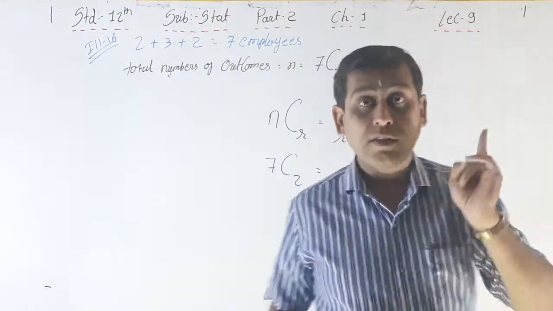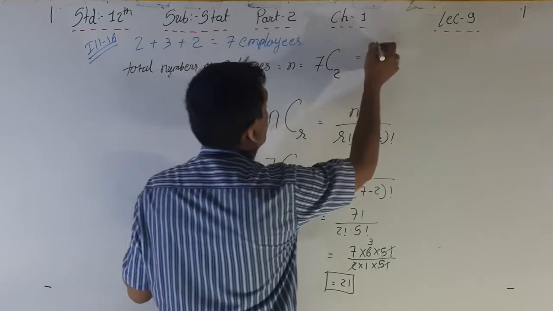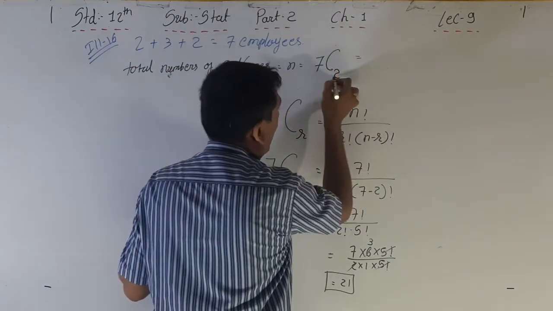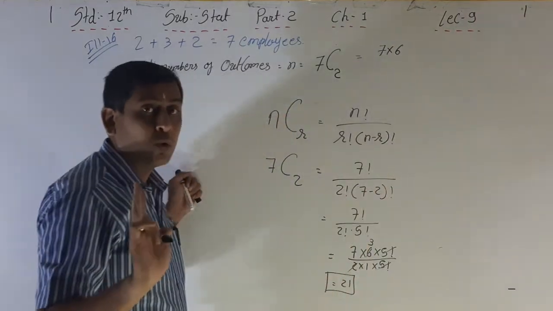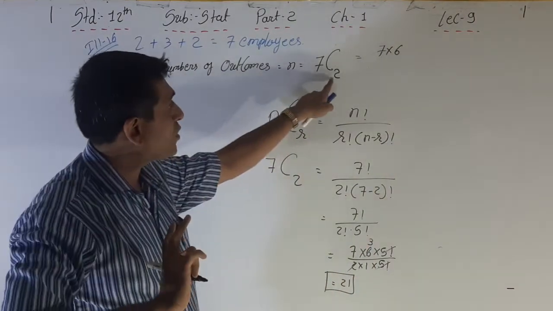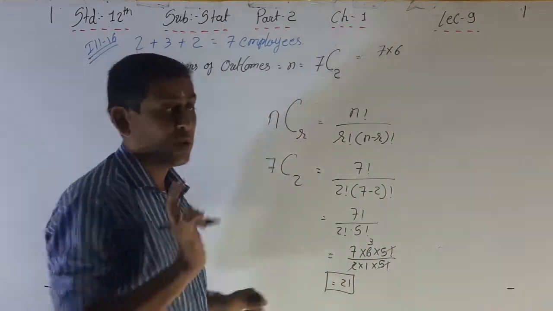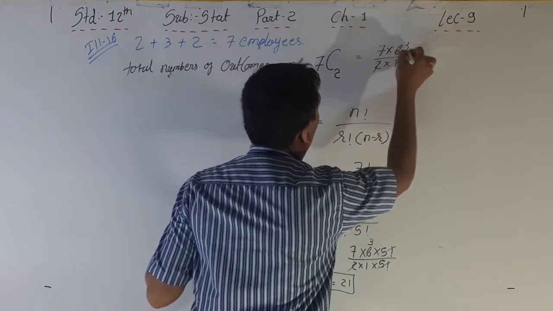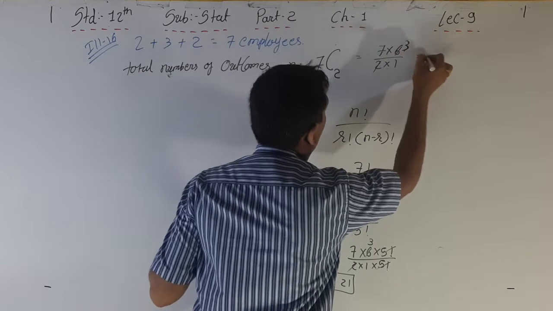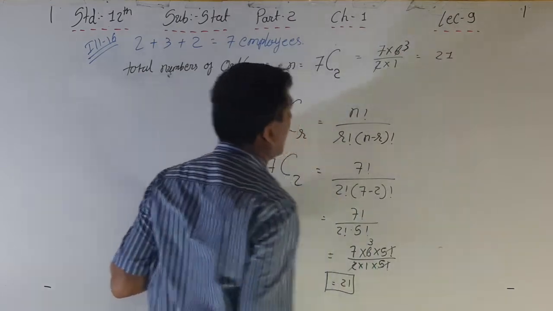And what is that? See here, 7C2 means what? Here 7 and here 2. That's why we have to write down up to only 2 digits. 7C2 means 7 into 6, only 2 digits, divided by 2 into 1. And here, 21 is the direct answer.